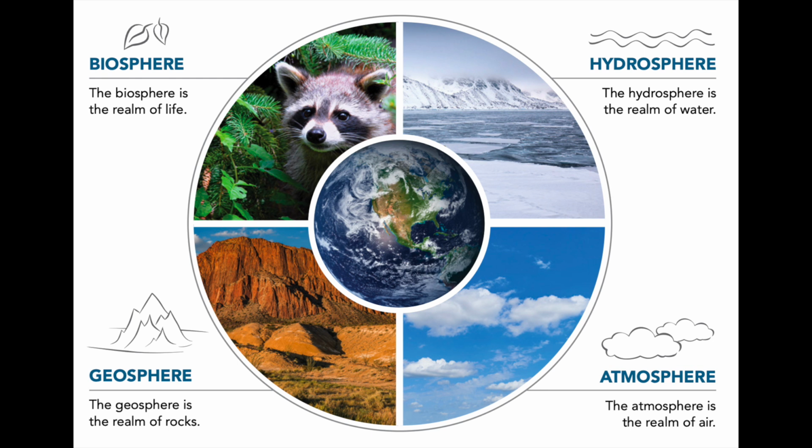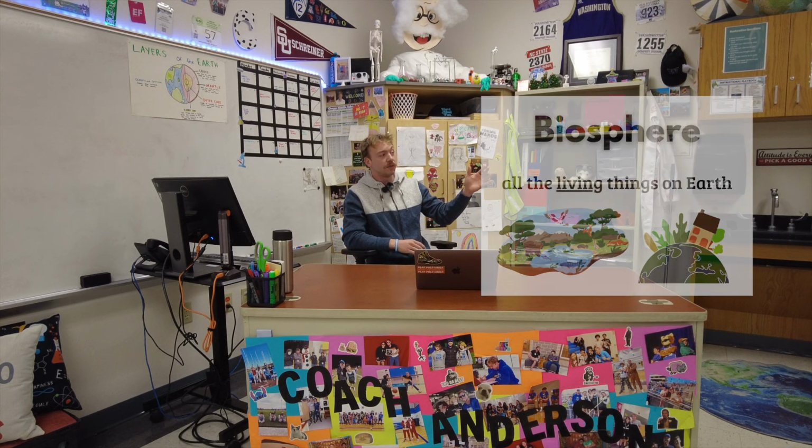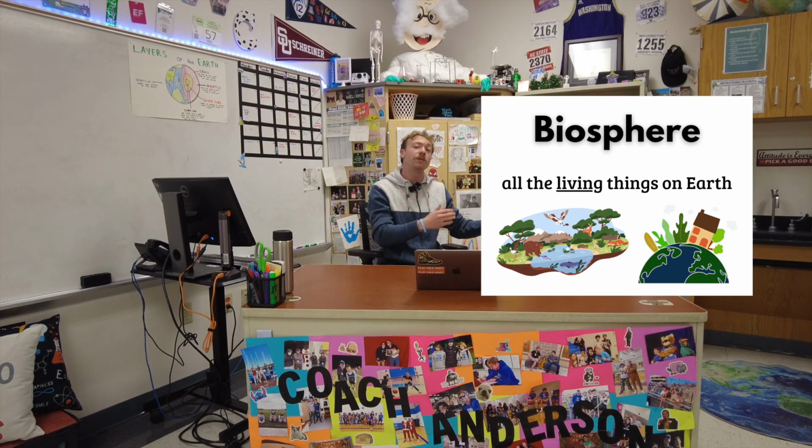Now, these spheres are individual parts of Earth's systems, but they also interact with one another. You can differentiate between each sphere by identifying its parts. For example, we have the biosphere, and the biosphere is the realm of all living things. Bio means life or living. So in the biosphere, we have plants and animals, humans like you and I. We're all part of the biosphere.